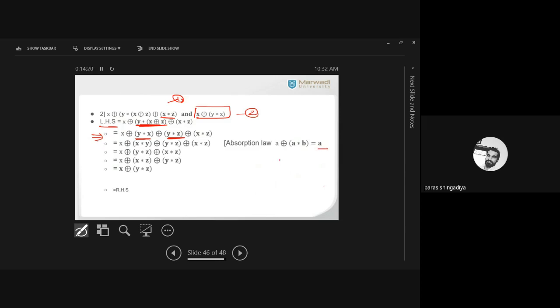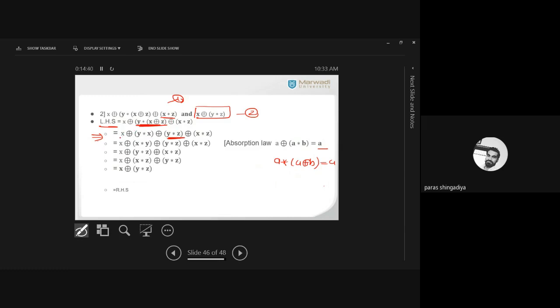And what is the second formula? A star (A ring sum B). If we change the operation, A star (A ring sum B) is also equal to A. So these are the absorption properties that are required to derive the answer. So in which step can we use this formula?